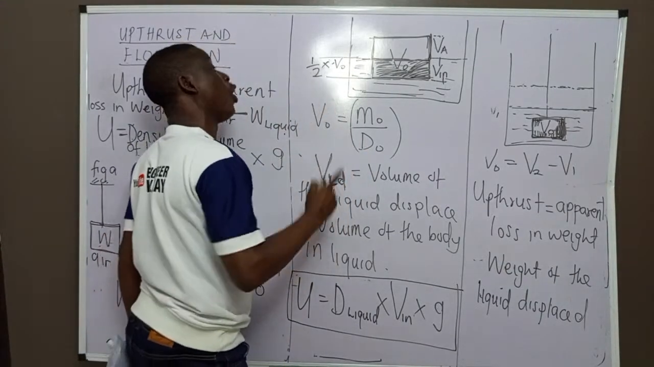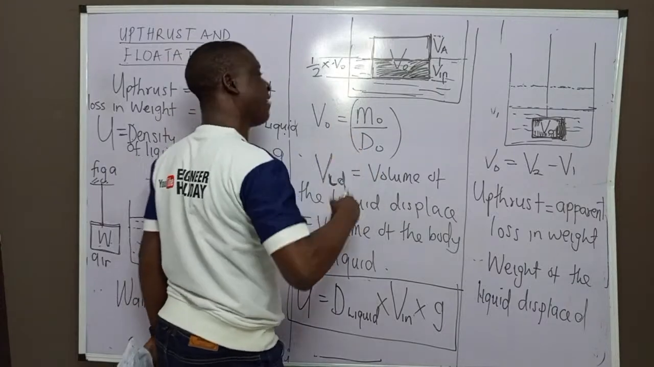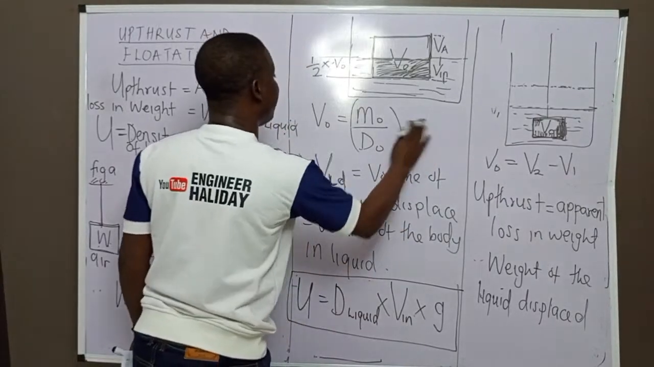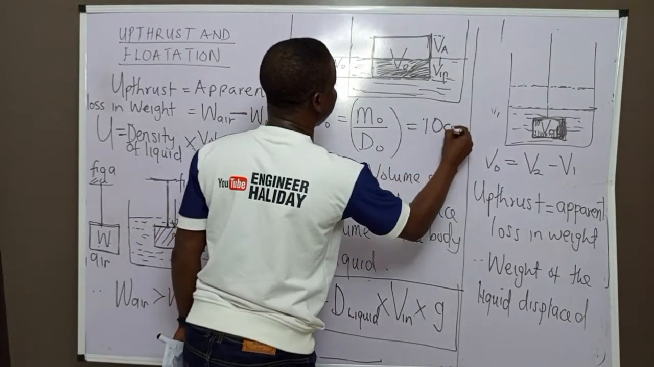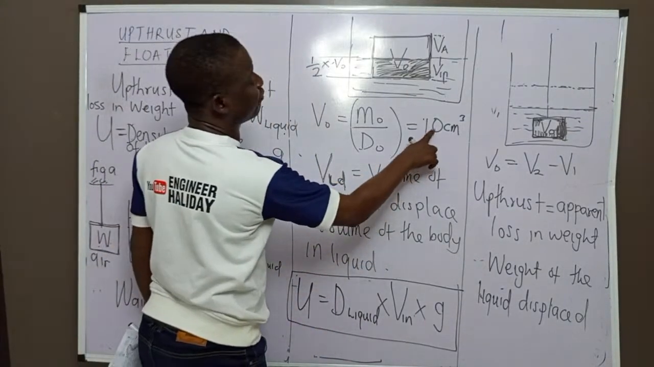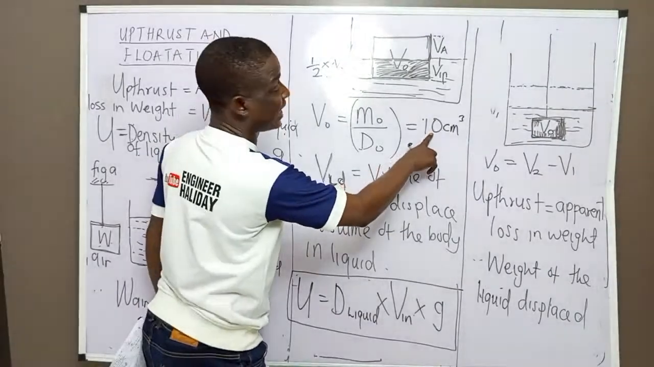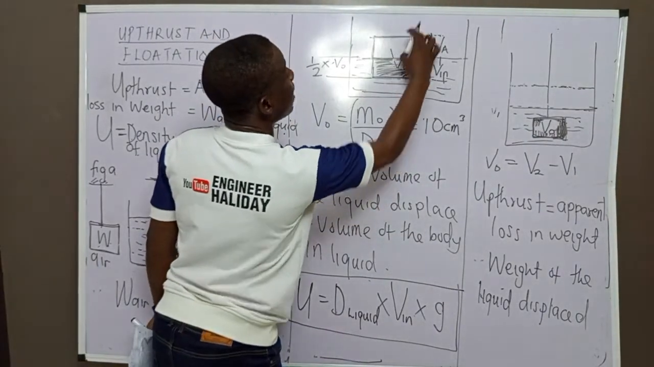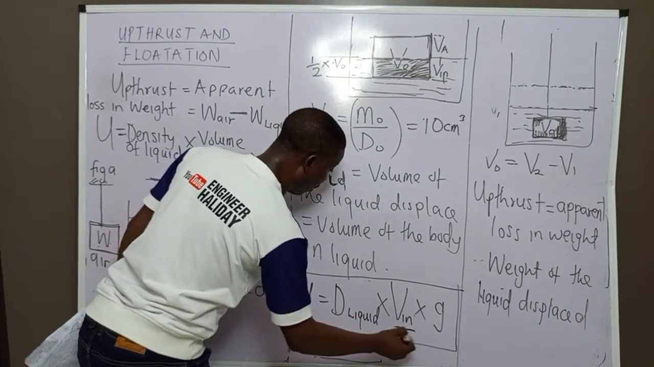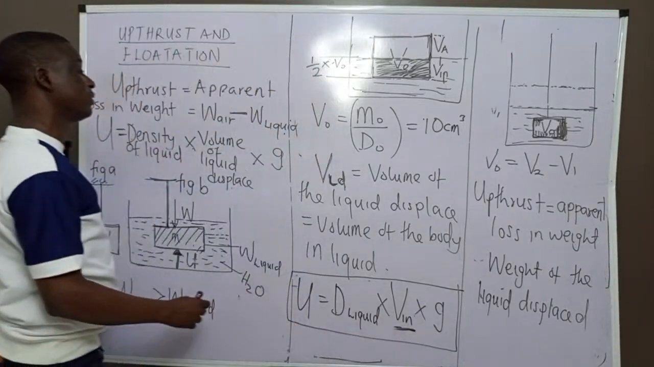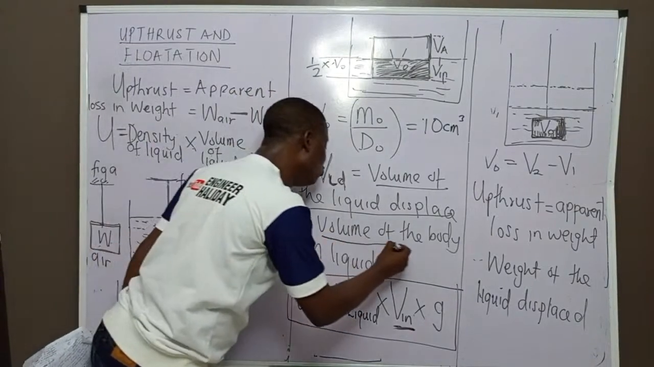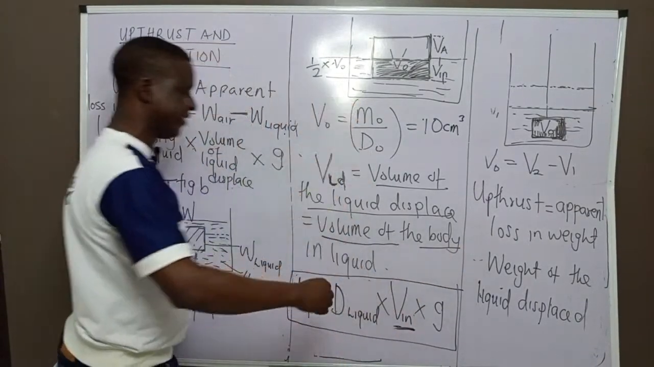Then after getting the volume of the object, let's say half of it is displaced in water. That is to say, you are now going to multiply. If you have gotten 10 centimeter cube as your volume, for example, after solving, that means that 5 centimeter cube of this 10 is in water, while 5 is above. 5 centimeter cube is in water. That's what you are going to use as the volume of the liquid displaced, which you are going to take as the volume of the body in liquid.